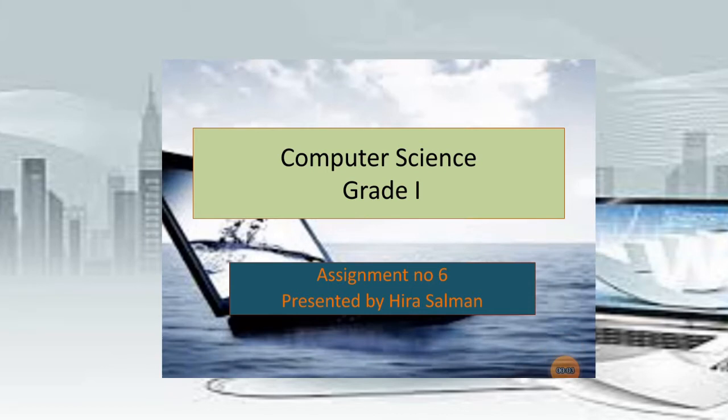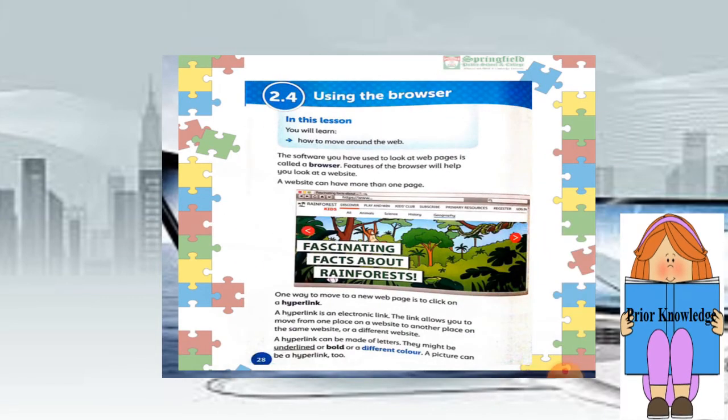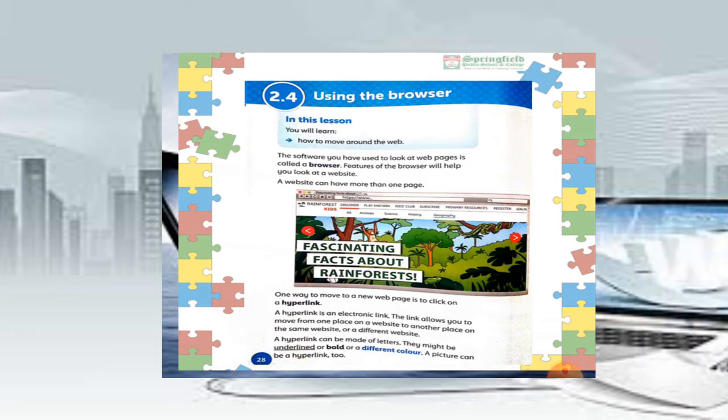Okay, today we are covering our assignment number 6 of computer science, from chapter number 2. Okay students, before covering a new topic, I will give you just prior knowledge that we have covered what are the websites, what are the web pages, hyperlinks and browsers. Today we are covering 2.4, using the browsers, on page number 28.